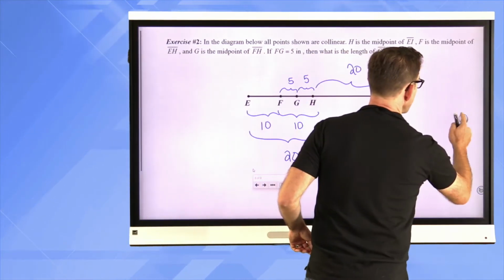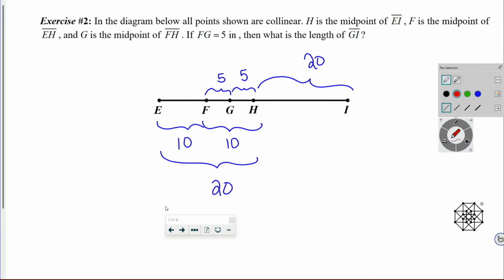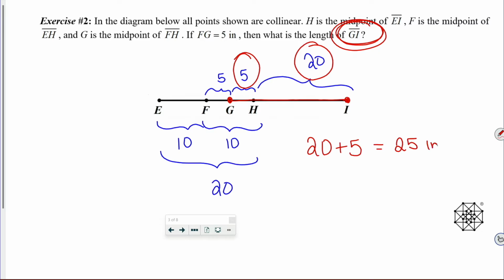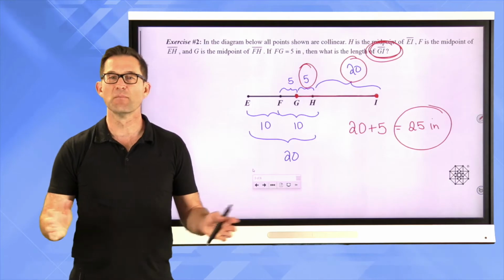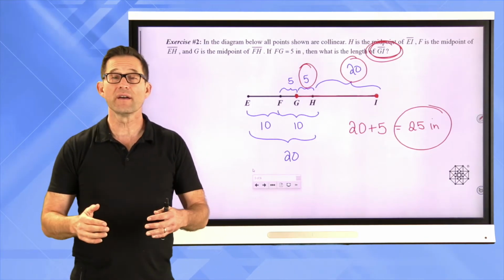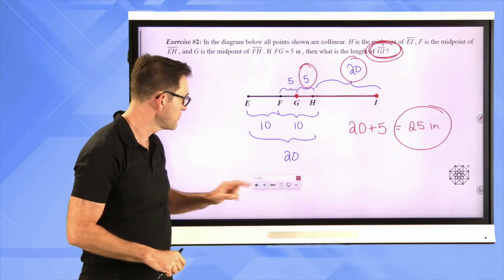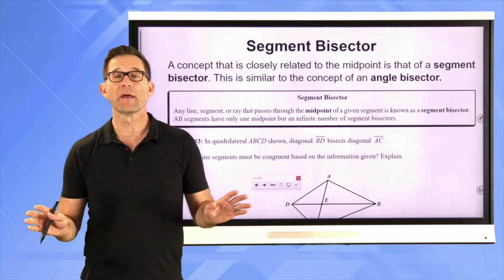The actual segment that is asked for here, let me go in a different color, is GI, and that happens to be this segment, which includes this length of 5, this length of 20, and so the length that I'm looking for is 25 inches. All right, simple enough, right? And again, using ideas about midpoints that are pretty evident. Let's keep going.